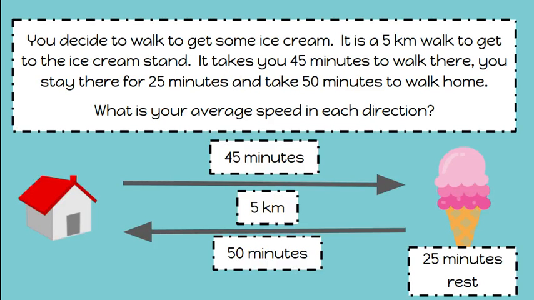So our first problem is you decide to go and walk and get some ice cream, and it is 5 kilometers between your house and the ice cream stand. On the way there, it takes 45 minutes. You then hang out at the ice cream stand for 25 minutes eating your ice cream. And then, weighed down by the ice cream that you've just eaten, it now takes you 50 minutes to walk back home. So, what is the average speed in each direction? Now, I would like your answer in kilometers per hour.